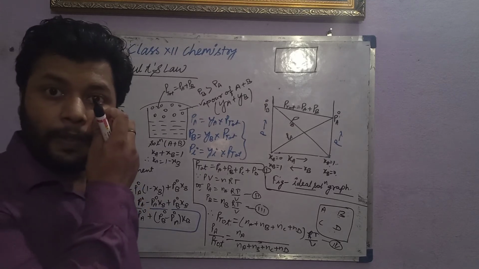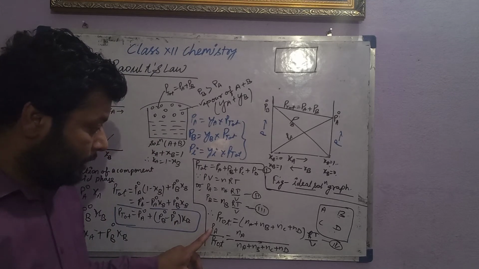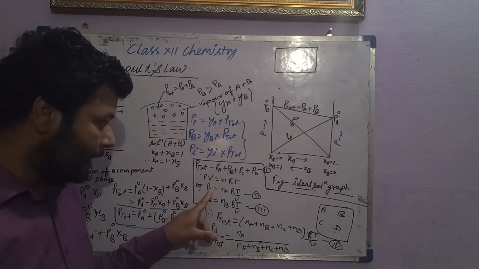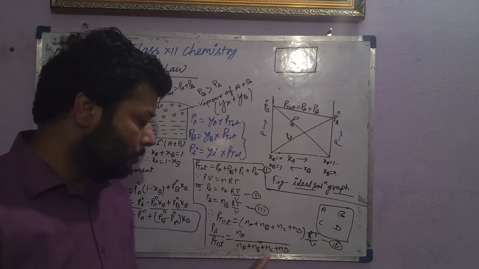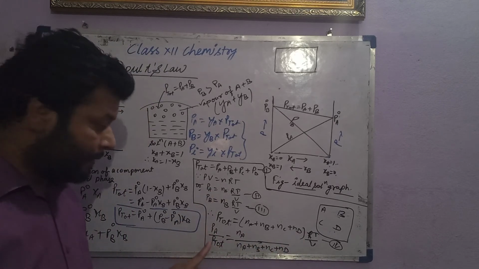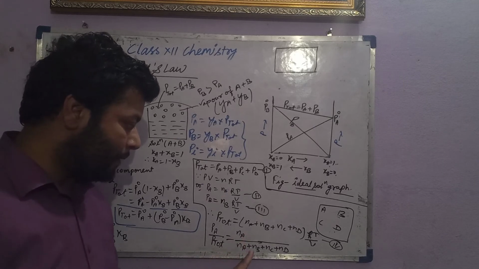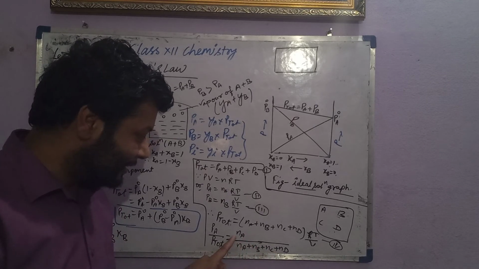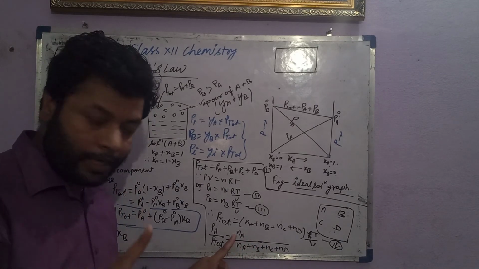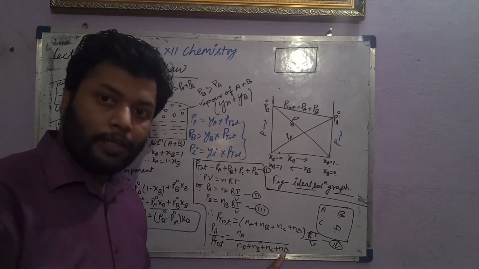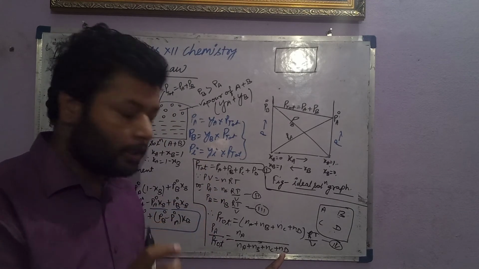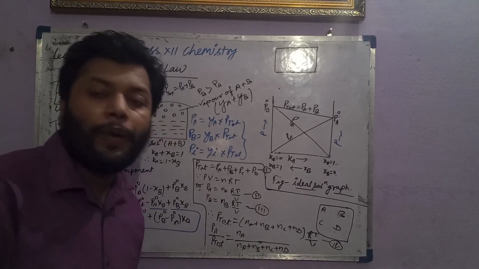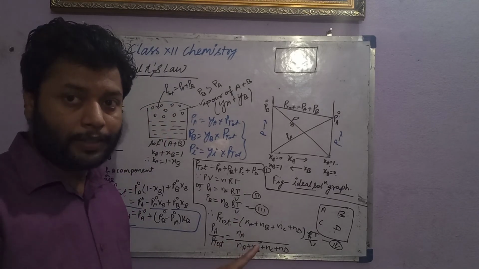So you can see, on just dividing equation second by equation fourth, we get PA upon P total equal to Na upon Na plus Nb plus Nc plus Nd. This is the mole of the first component and this is the total mole of the mixture, that is the solution. So this is called the mole fraction.